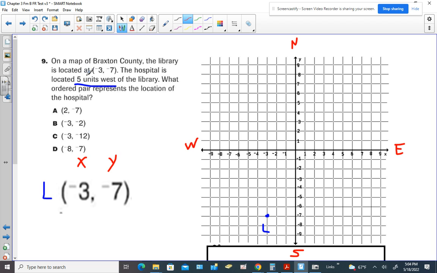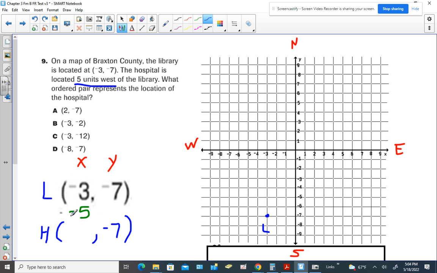And if we're going 5 units to the west, west means left, which means subtract 5. We could subtract 5 from the x coordinate to get the new coordinate, which is where the hospital would be. So I'm going to write hospital, and let's leave room for ordered pairs. Now we're not going north or south at all, so we can leave the -7 alone. But what is a -3 combined with a -5?